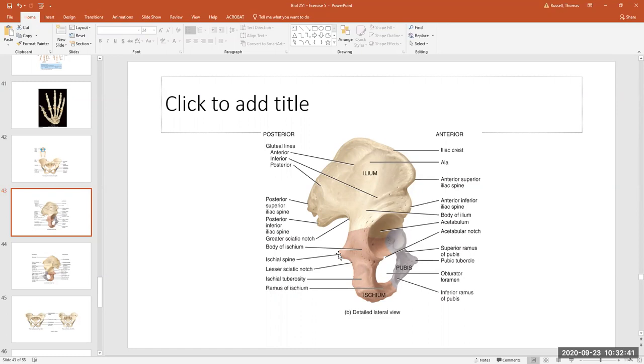The last two things that you have to know are the indentations. The larger indentation that is higher up and formed mainly by the ilium is called the greater sciatic notch.